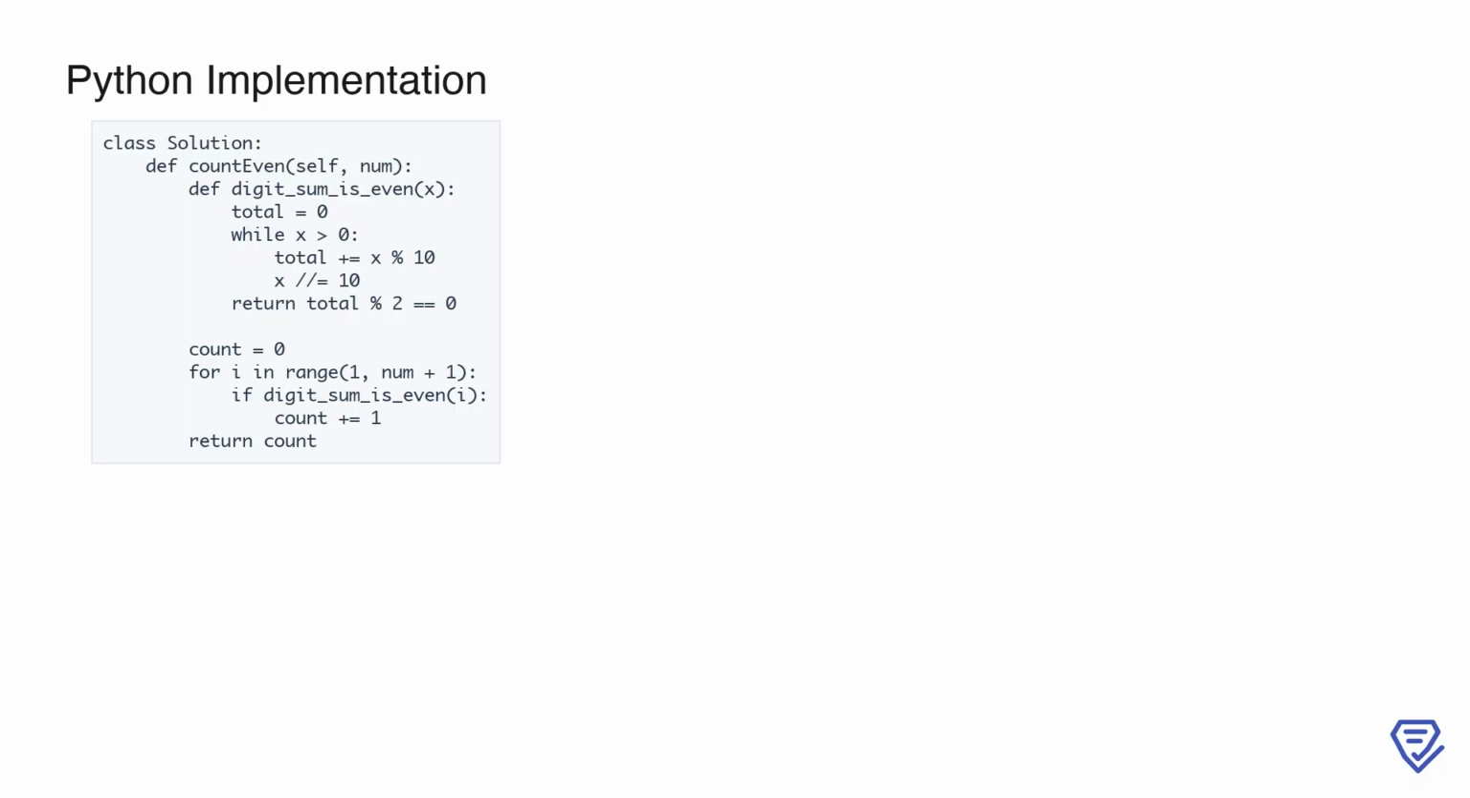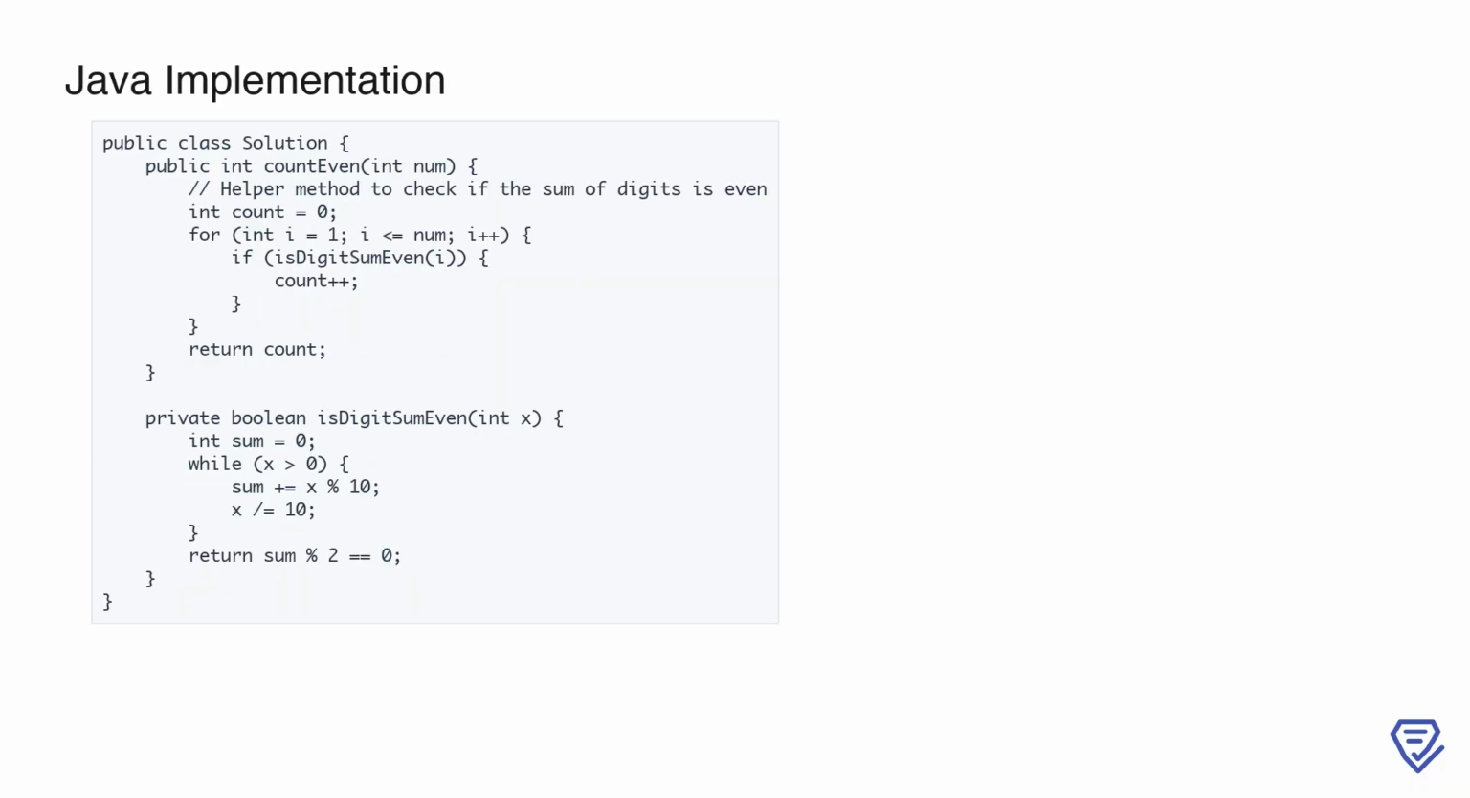Complexity. The time complexity is O(n * d), where n is the input number and d is the average number of digits per number. This is because we iterate from 1 to number, and for each number, we process its digits. The space complexity is O(1), as we use only a constant amount of extra space. This implementation is efficient and handles all edge cases, including small inputs like number equals 1 and larger inputs like number equals 10^4.